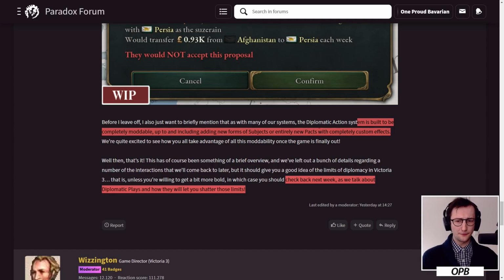The system itself is built to be completely moddable, up to and including adding new forms of subjects or entirely new pacts with completely custom effects. Very cool. Check back next week as we talk about diplomatic plays and how they will let you shatter those limits.